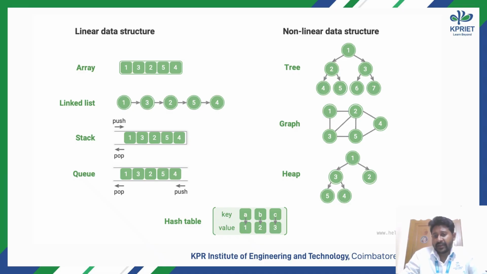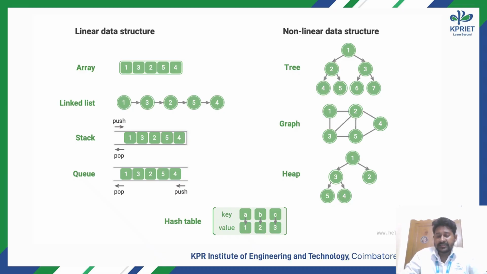Or graph, take the same 1 3 2 5 4, but drawn in a different pattern. I'll explain the difference between linear and non-linear when I compare these array and graph representations. Then, if we see a linked list, it is linear like an array, but these elements 1 3 2 5 4 are called data or elements.